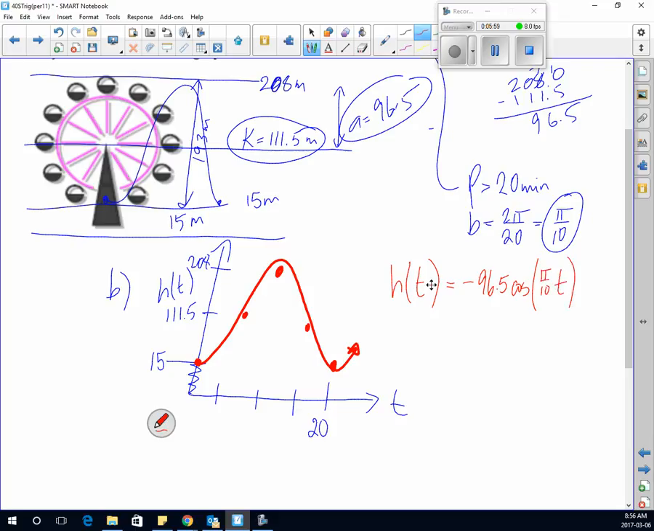The thing that people have trouble with is they're so used to using x's and y's. If we change the variables to h's and t's, we get a little bit confused. And then, what's my k? Plus 111.5. Does everybody see? There's my equation of this Ferris wheel. Yes?